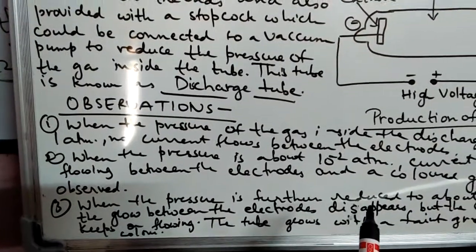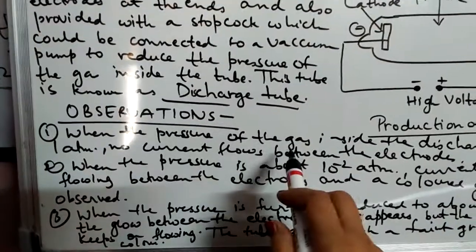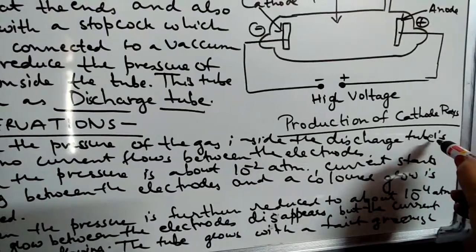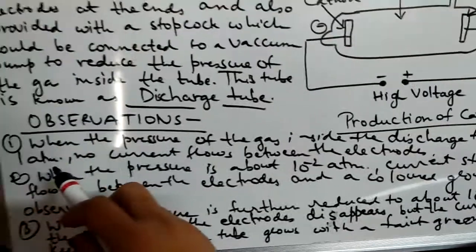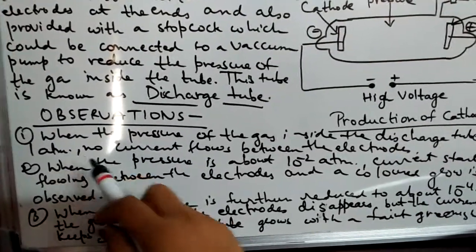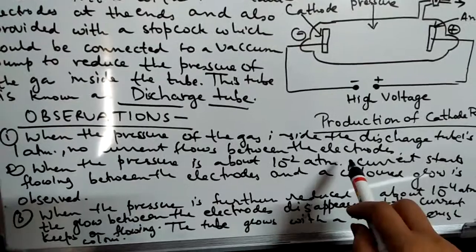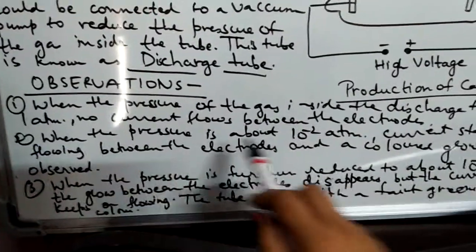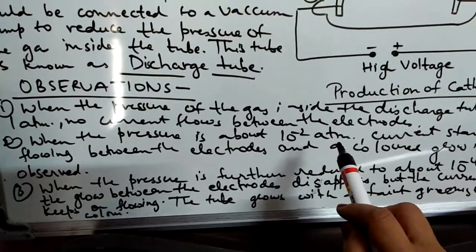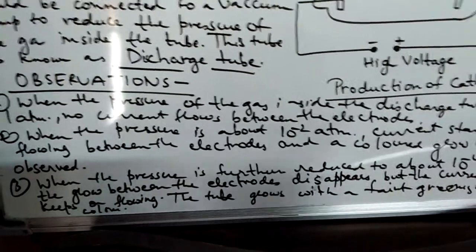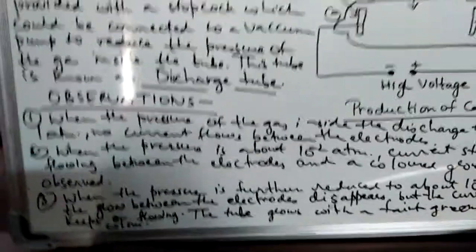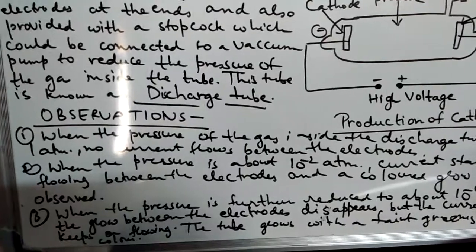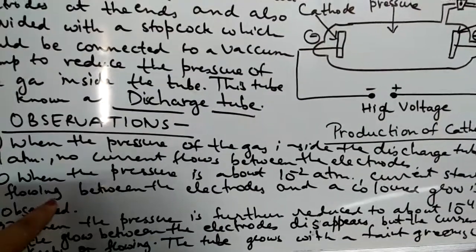First, when the pressure of the gas inside the discharge tube is 1 atmosphere, then no electric current flows between the electrodes, right? Number 2, when the pressure is further reduced to about 10 raised to the power minus 2 atmosphere, then current starts flowing and a colored glow is observed.